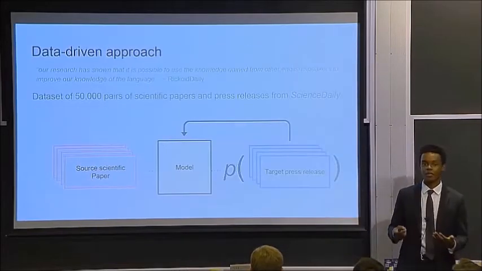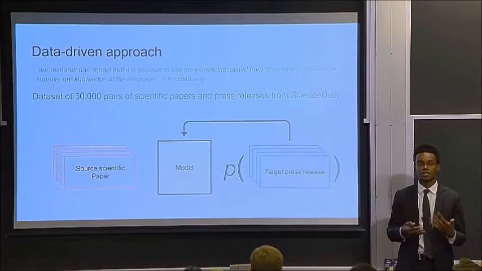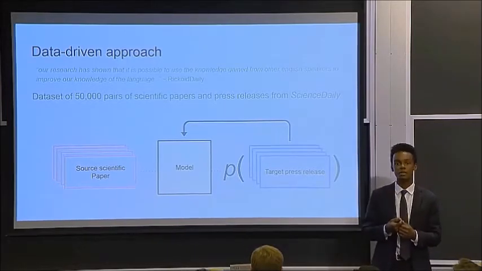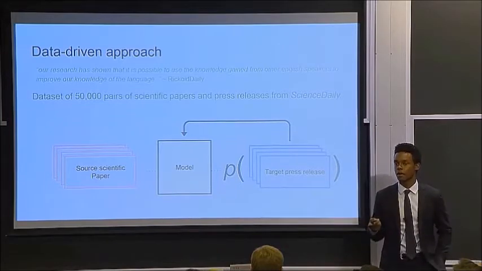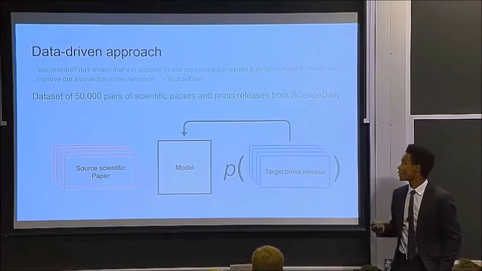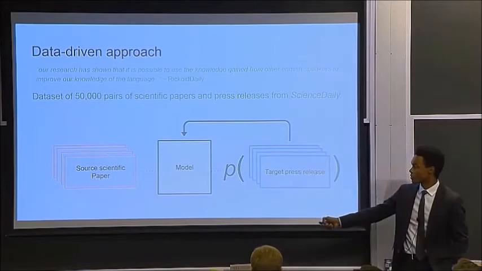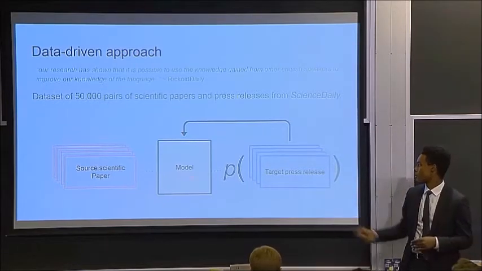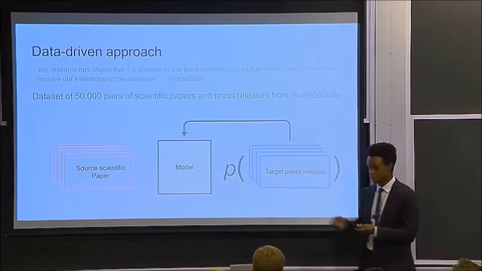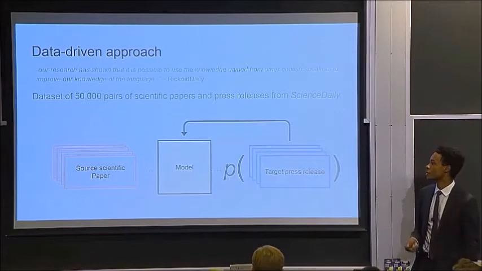So inspired by the way we humans learn to process and understand information, we seek a data-driven approach. Namely, we train on a data set of around 50,000 pairs of scientific papers and their corresponding press releases, and we use this to update the model. So a source scientific paper will be fed into our model, and then our model will be updated with the goal of maximizing the probability of the real press releases. So this is our machine learning framework.